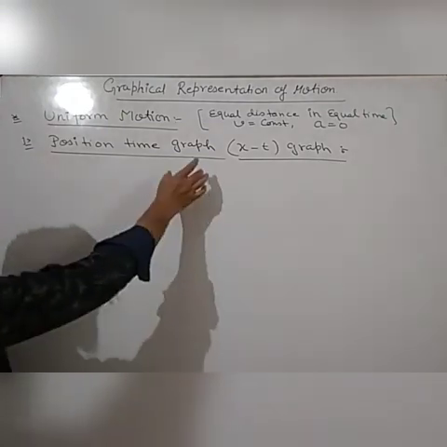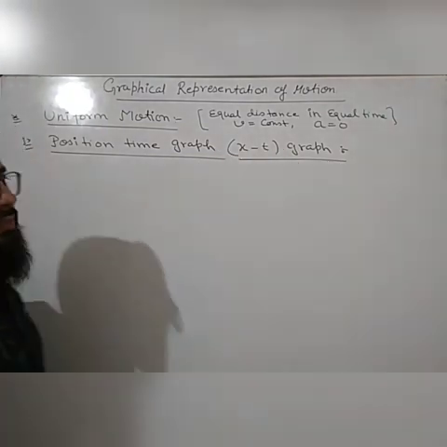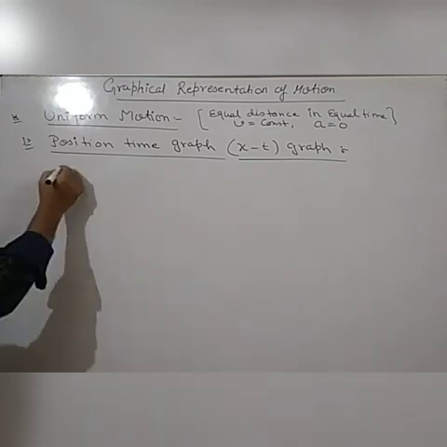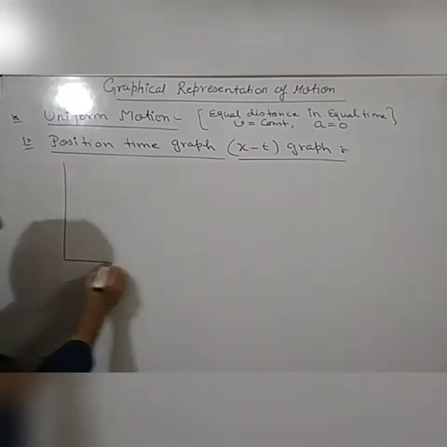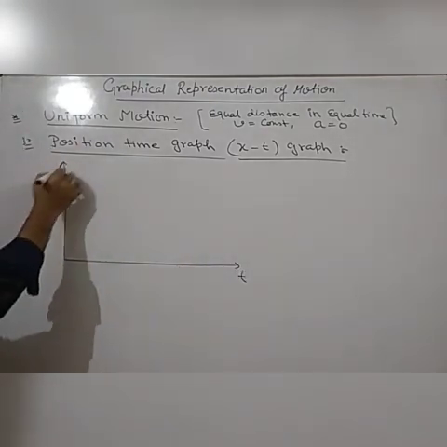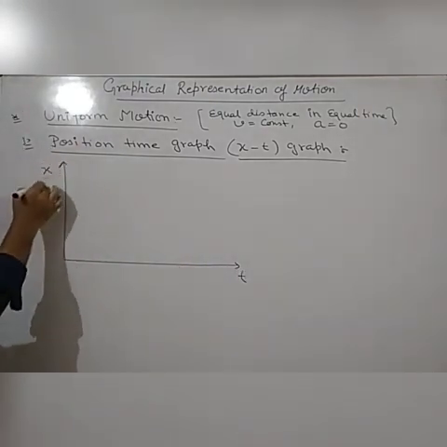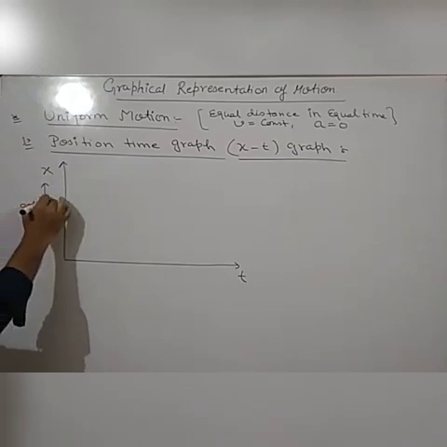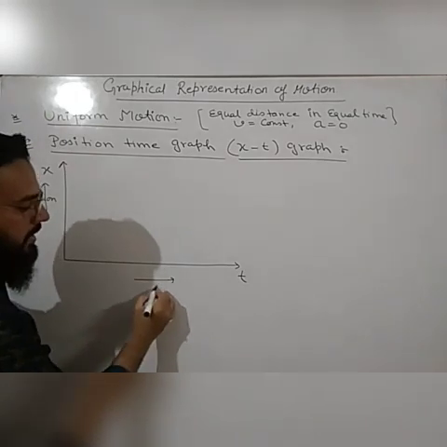Now I am going to draw the position time graph of a body which is performing uniform motion. We will consider time on the x-axis and position on the y-axis. This axis is representing position, or we can say displacement, and this axis is representing time.